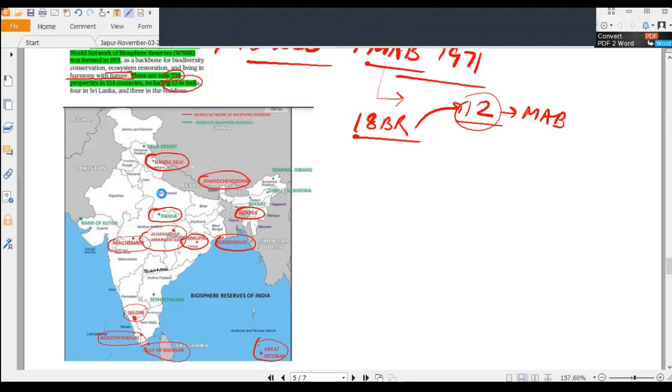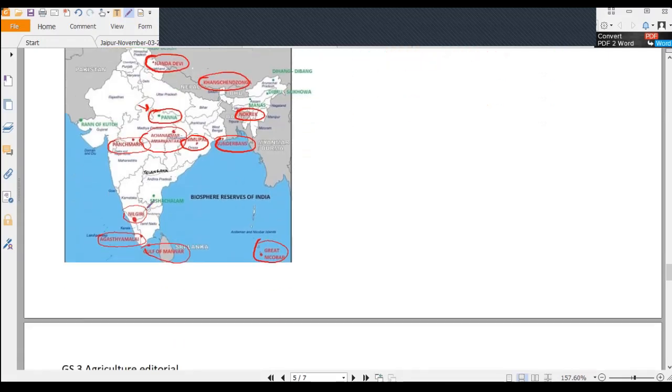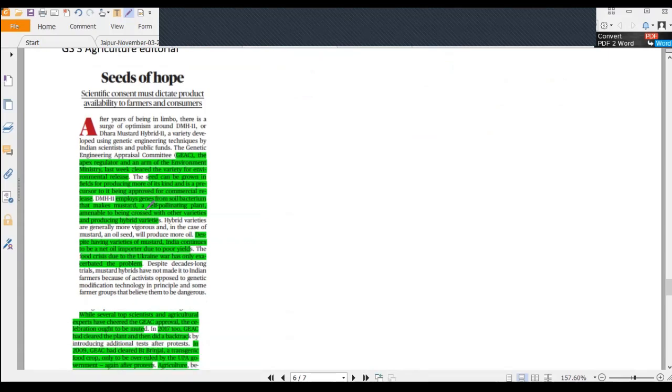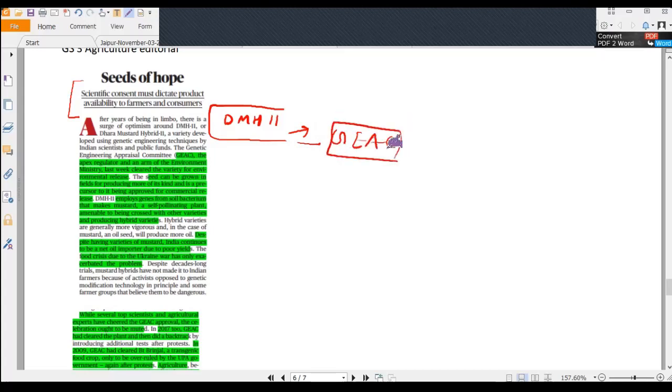Now, moving forward, this is an editorial related to the genetically modified crop, that is DMH11, that has been notified by the Environment Ministry recently after recommendation of the Genetic Engineering Appraisal Committee. Currently it is allowed to be grown in the fields for producing more seeds, and later it will be allowed for commercial release.